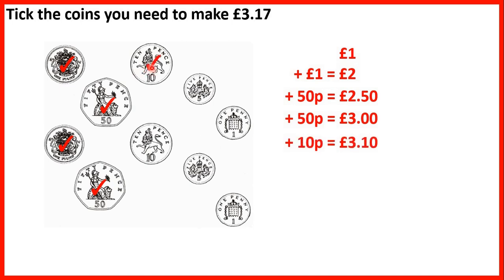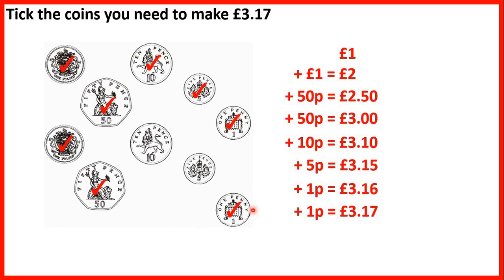Then we can tick the 10 pence to take us to £3.10, but we don't want to tick the other 10 pence because that would take us to £3.20, and that would be too much. So we can tick the 5 pence to take us to £3.15, and then tick both of the 1 pence coins because that gives us £3.17 altogether.